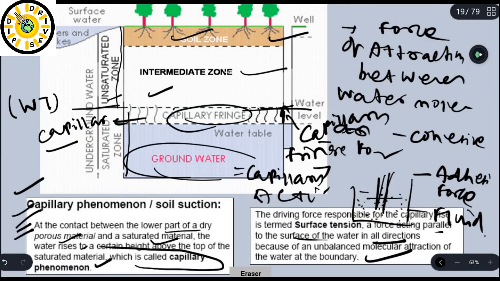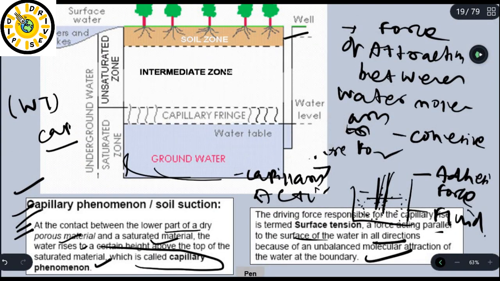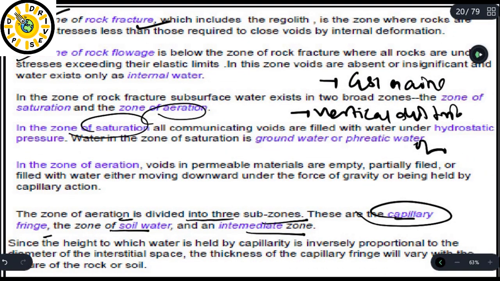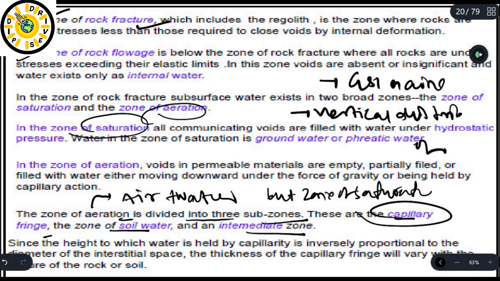अभी बताया जो, ठीक है. So this is the soil zone, this is the intermediate zone, and this is the capillary fringe. ठीक है, these all are called zone of aeration because in the zone of aeration the void space is filled with air and water, ठीक है, air plus water. But in the zone of saturation, all the void space is completely filled with water, ठीक है. The water saturation will be 100% on this side.